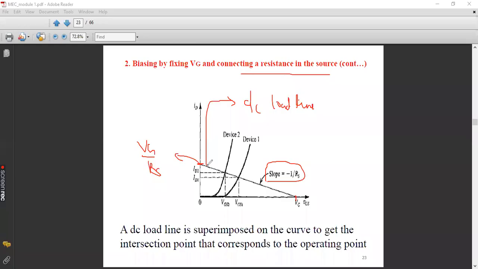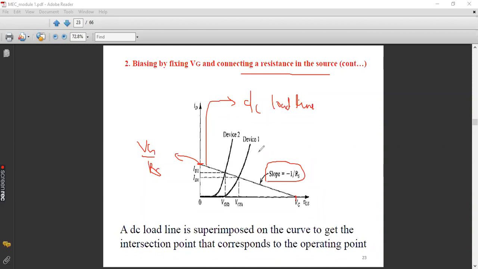Okay, so this is the DC load line. To draw the DC load line, we require 2 points at x-axis and y-axis respectively, and then we will join these 2 points so that we will get the DC load line. One point should be in the x-axis and another point should be in the y-axis. So we need to find out the x-axis coordinate and y-axis coordinate, and once we join these 2 points, we will get the DC load line. And the slope of this DC load line is shown as -1 divided by RS.